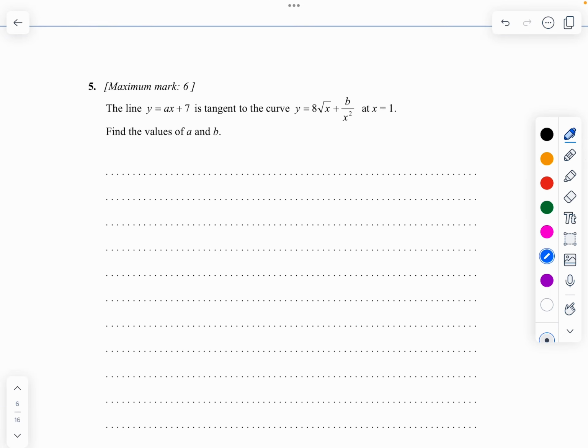Question number 5. The line y equals ax plus 7 is a tangent. Then find the values of a and b. So there are two things you have to do. Let this be f of x and this be g of x. First thing is f of x equals g of x, and another one is f prime x should be equal to g prime x.